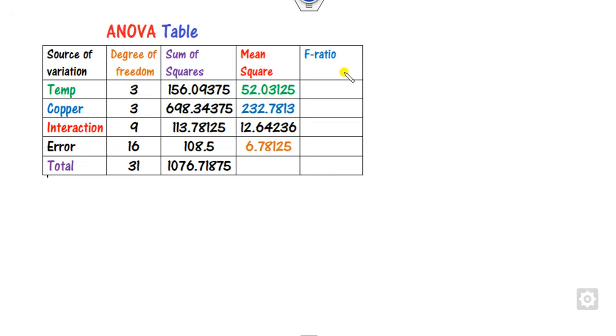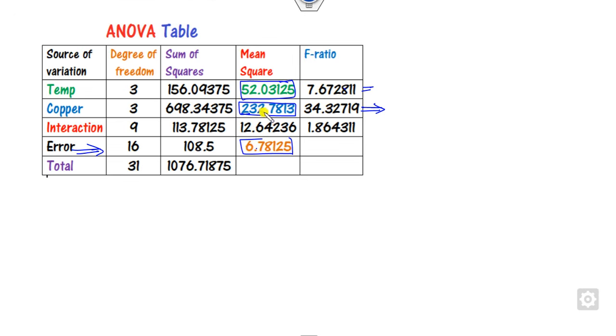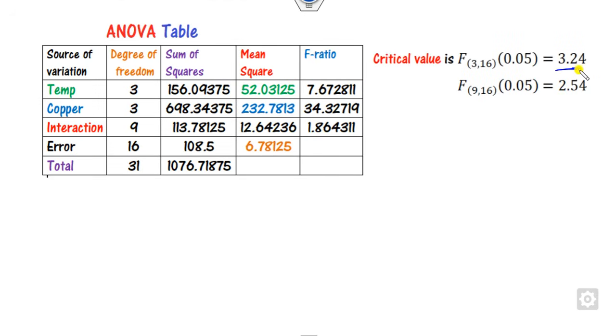How do you get these numbers? How do you get this number? This divided by error. Always remember that, divided by error. How do you get this number? 232.6 divided by error. This divided by error. The degree of freedom corresponding to this is 3, comma error is 16. Degree of freedom corresponding to this is 3, 16 again. Degree of freedom corresponding to this is 9, 16. So we need the 3, 16 and 9, 16. You can get the table values here. Now you can compare them.